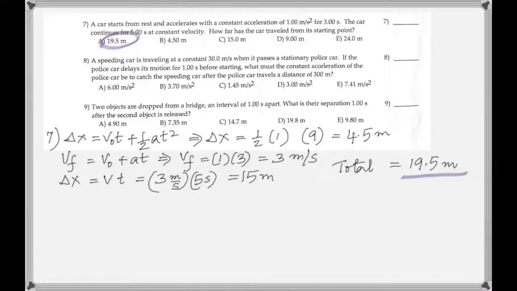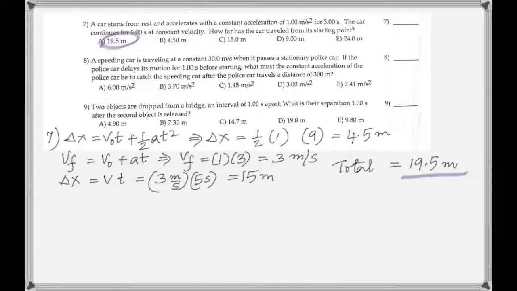Which brings us to the 8th question. A speeding car is traveling at a constant 30 meter per second when it passes a stationary police car. If the police car delays its motion for 1 second before starting, what must the constant acceleration of the police car be to catch the speeding car after the police car travels a distance of 300 meters?